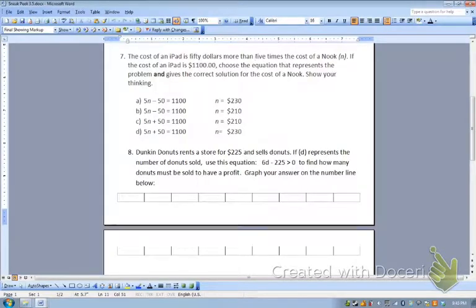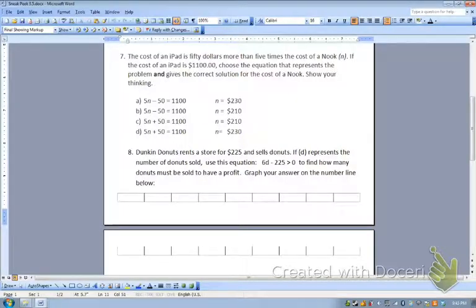Alright, now we are on to number 7. The cost of an iPad is $50 more than 5 times the cost of a Nook. If the cost of an iPad is $1,100, choose the equation that represents the problem and gives the correct solution for the cost of a Nook. Show your thinking. There's a key word, show your thinking.